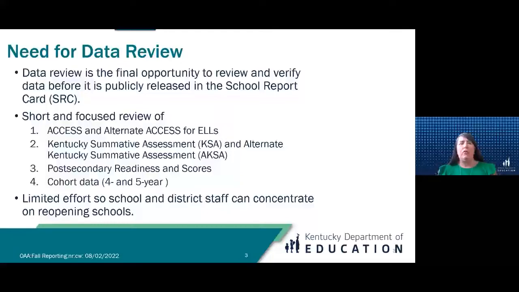It should be a short and focused review of your ACCESS and your Alternate ACCESS students. It should also cover your Kentucky Summative Assessment, which is KSA, and our Alternate Kentucky Summative Assessment, which is AKSA. And then post-secondary readiness scores, and your cohort data for 4-year and 5-year.